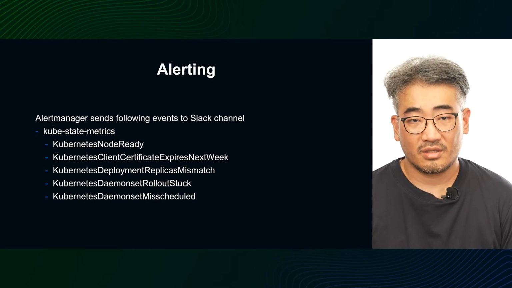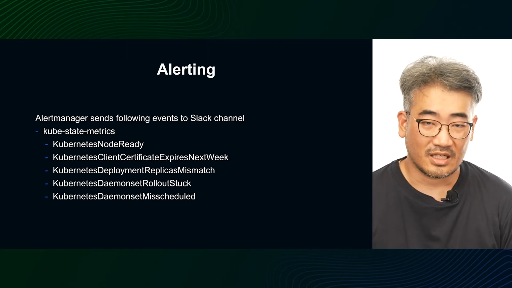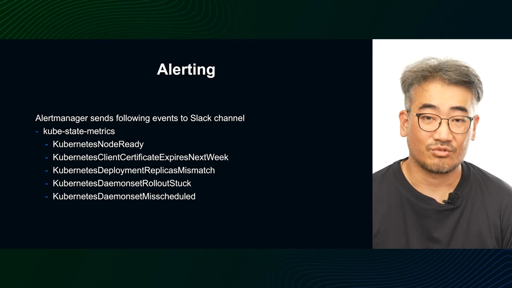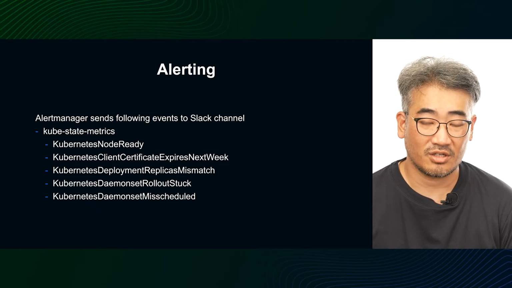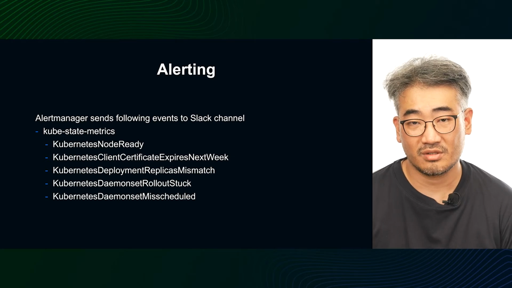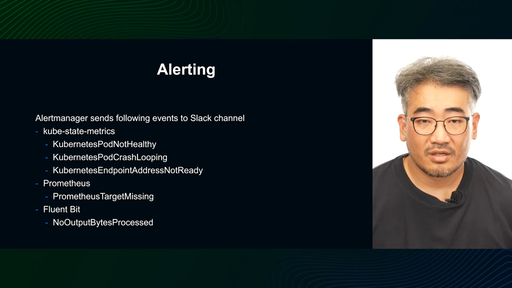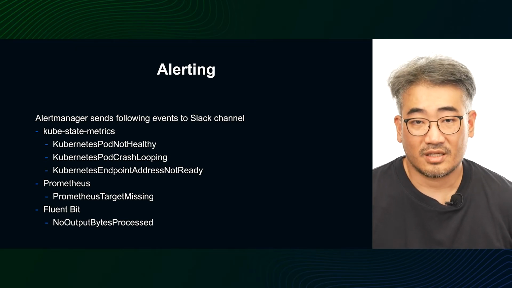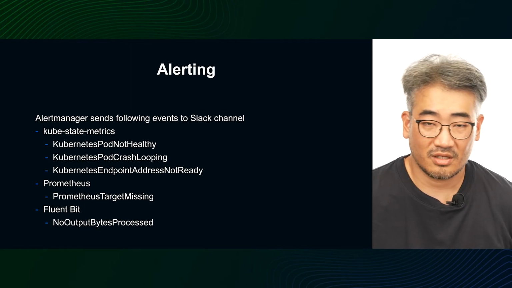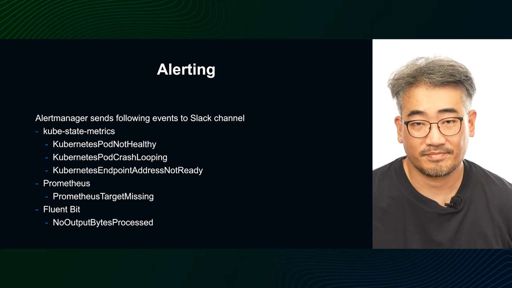For alerting, with Kube State Metrics, we check whether the node is ready or not, and we check whether a client certificate will expire next week or not. So we do have the events in our Slack channel. So if we get the alerts in our Slack channel, we know that there needs to be some operation done. And if the pod is not healthy, or if the pod is crash looping, or if the endpoint address is not ready, we monitor these states.